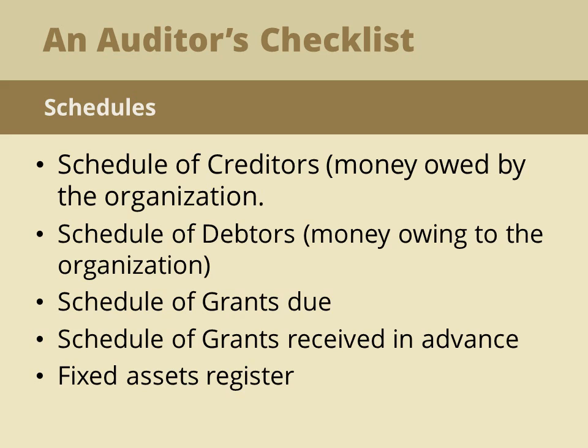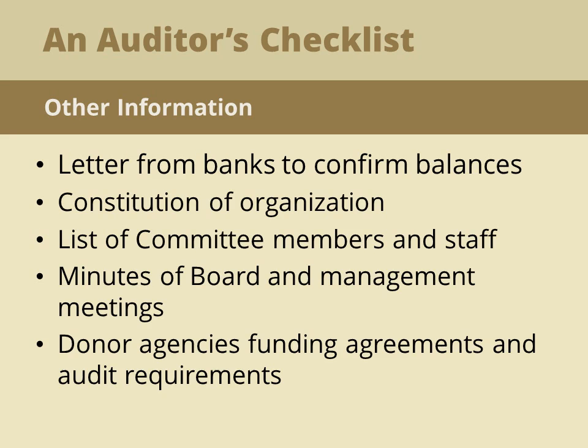Schedules to include schedule of creditors, money owed by the organization, schedule of debtors, money owing to the organization, schedule of grants due, schedule of grants received in advance, and a fixed assets register. Other information that may be helpful includes a letter from bankers to confirm balances. This will be requested by the auditors themselves.